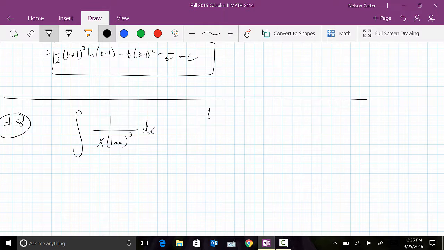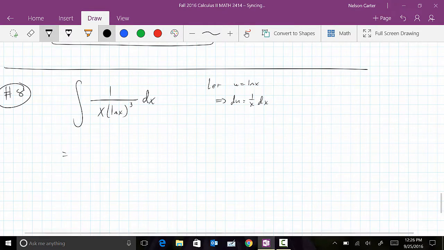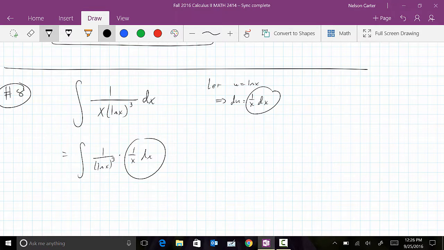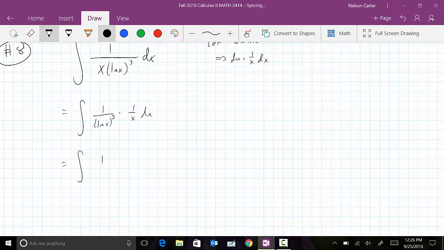So let's let u equal the ln of x, and that would imply that du is 1 over x dx. Now, I'm going to rewrite this integral as 1 over the ln of x all cubed times 1 over x dx. If you notice, this is du, and this part is u. So ultimately, this is equal to the integral of 1 over u cubed du.